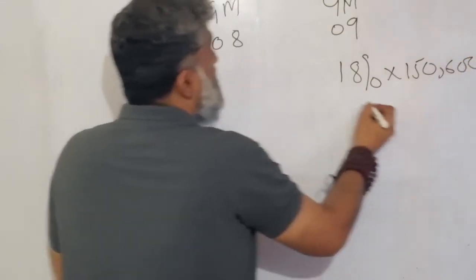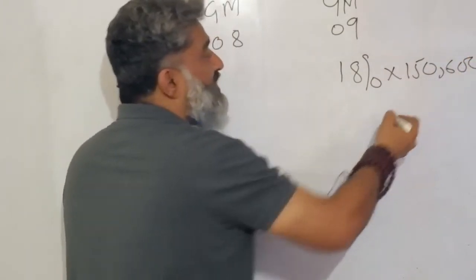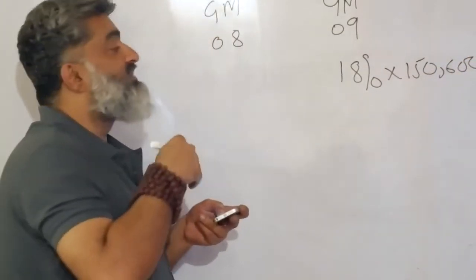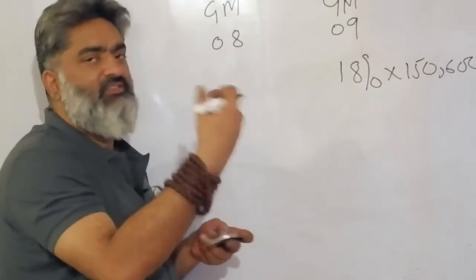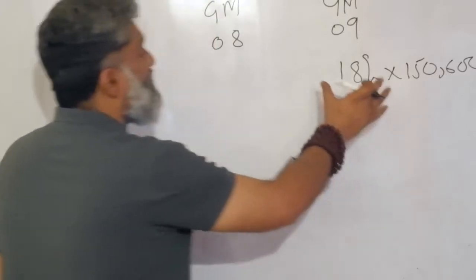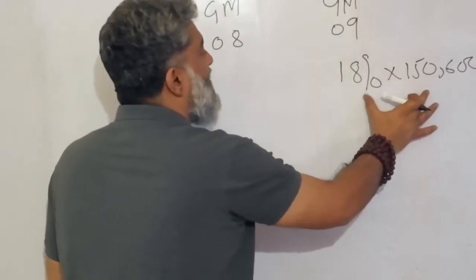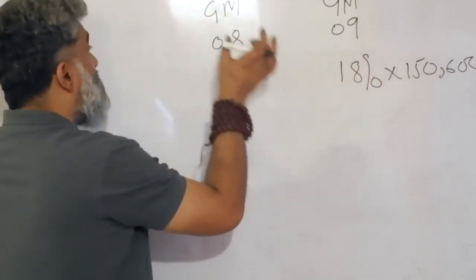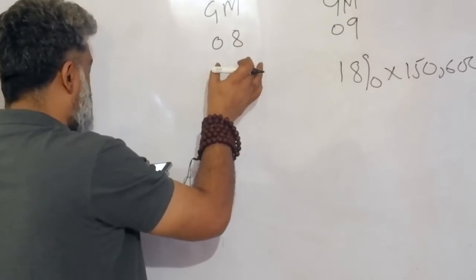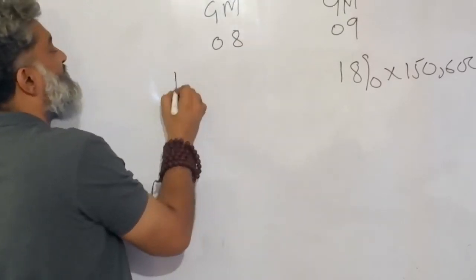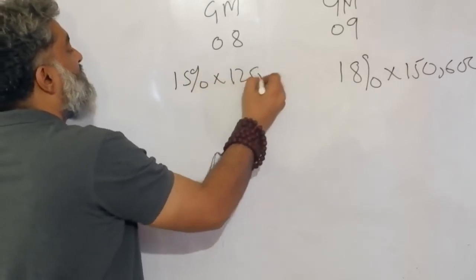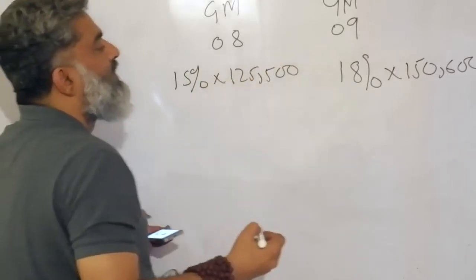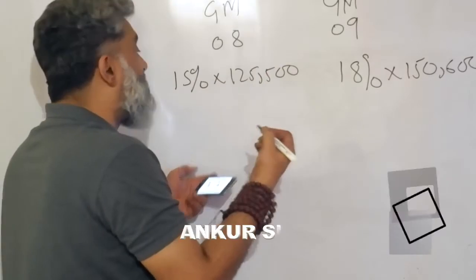1,50,600. The calculation of this value I'm leaving up to you, or even how to calculate faster and shorter has been covered in previous videos and will be covered separately, so don't worry about that. But for now, I'm leaving the calculation of this value up to you. Similarly, GM for 08 was around 15%. So I will say, okay, 15% of 1,25,500.